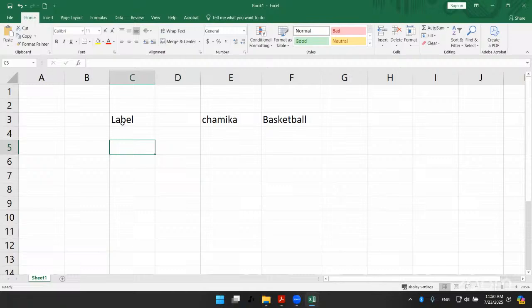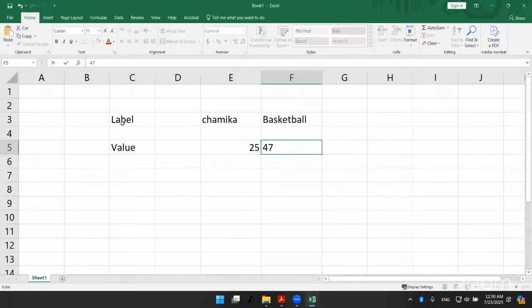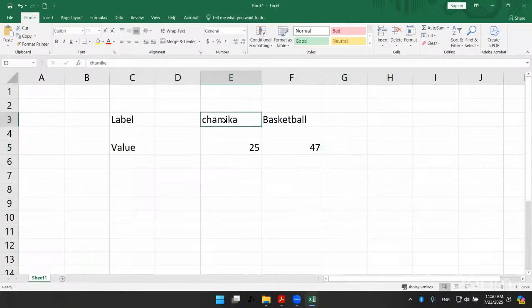The other thing is value. Value means any number. Here you can see the difference. Labels will be left aligned to the cell. The numbers will be right aligned to the cell. Okay, labels will be left aligned, numbers will be right aligned.